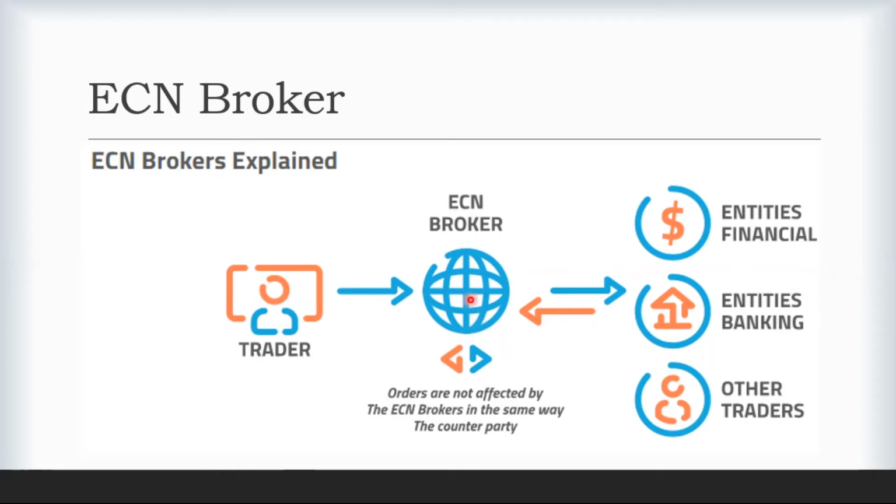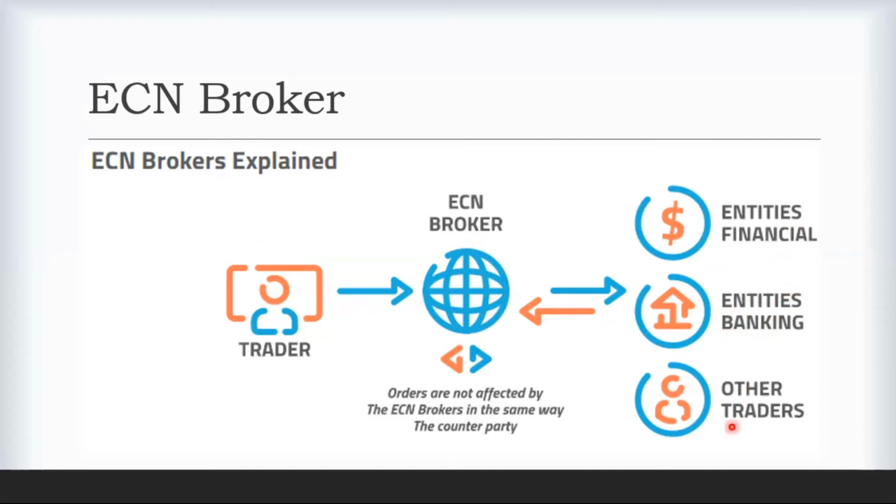So he gives you liquidity of $400,000 you can trade with. He provides you liquidity, and he also provides the connection, the electronic system, the platform where you will be able to connect directly to the entity's bank, the entity's financial company and other traders.